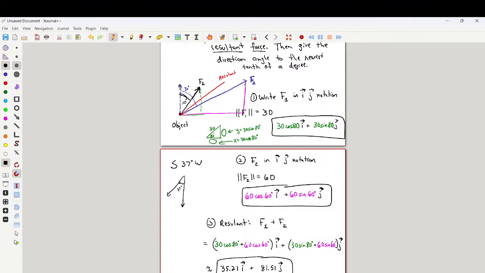So ultimately, this resultant force would be, and I'm just going to use whole numbers, about 35 horizontally and 81 vertically. But obviously, the question asked for nearest hundredth, so I've expressed it that way. That was what would happen to that object.